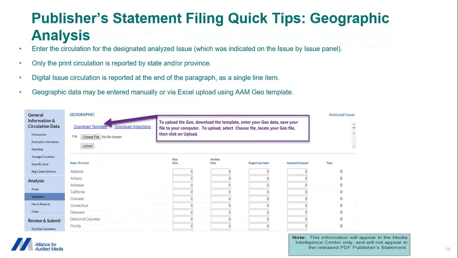It is housed in our Media Intelligence Center. Main reason why is that this particular section gets analyzed quite a bit, not only by publishers, but by advertisers and media buyers as well. They'll take this information, download it into an Excel, and then do their different analysis with it. So I did want to let you know that, yes, the geo information you do need to complete. It is not printed on the document. It is housed in the Media Intelligence Center.